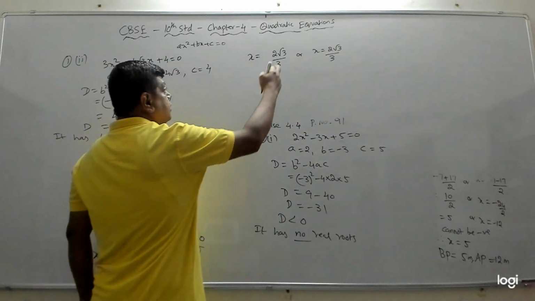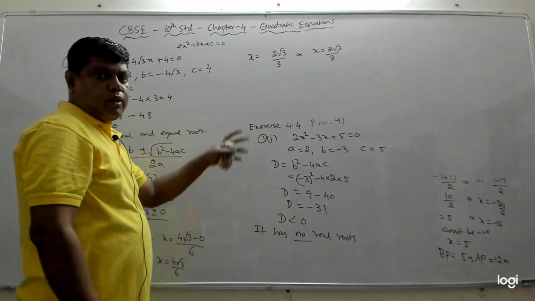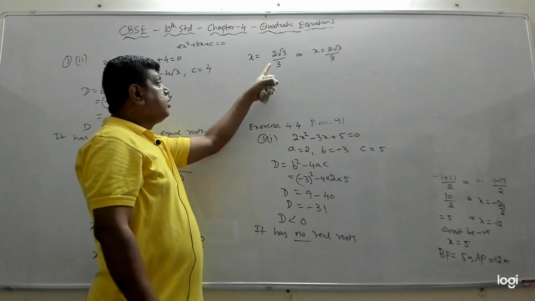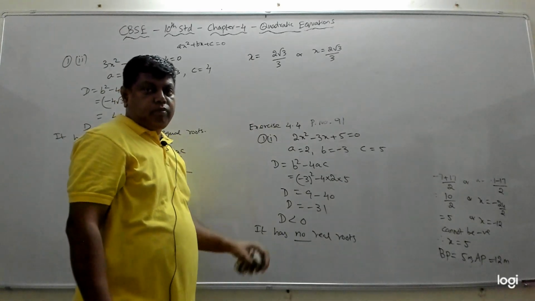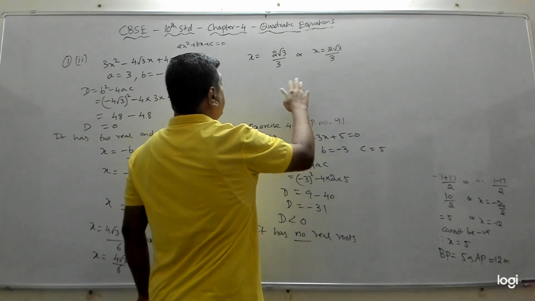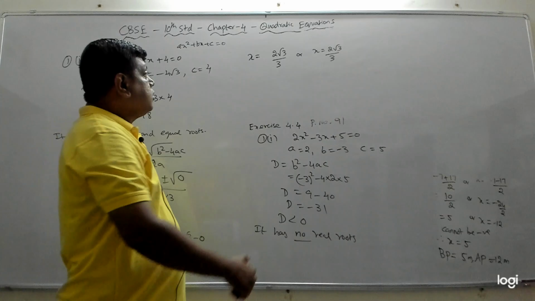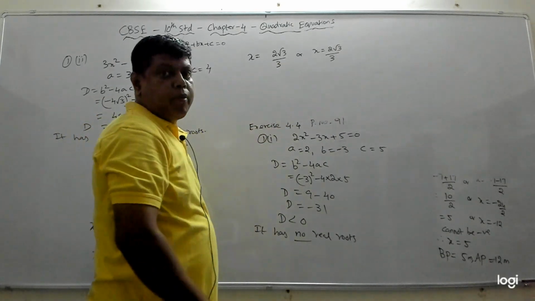When we need not cancel this root 3 and say this as 2 by root 3, we can stop here. In the book they may cancel and give it as 2 by root 3, but let's not do that, because it's better not to have an irrational number in the denominator. So we'll stop it here.